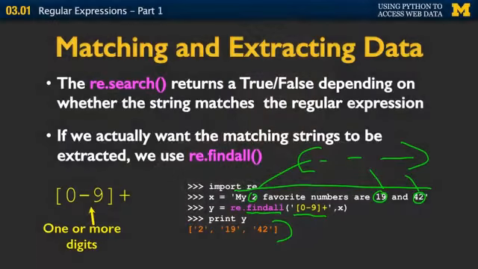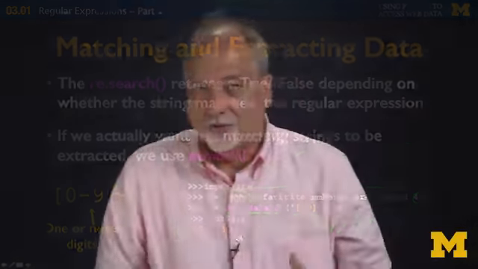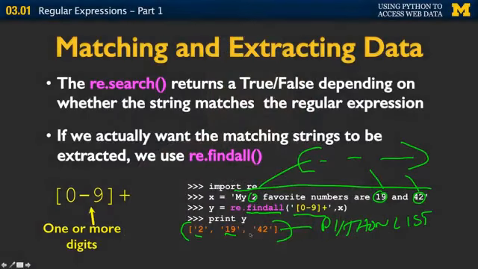I'm looking for numbers. 1 digit, 2 digits, 5 digits, 100 digits, doesn't matter. Some numbers, pull them out, and then give me a Python list. So this is a Python list. Whenever you're extracting using findall, what you get back is a Python list. And in that Python list, we have 3 strings, 2, 19, and 42. And those are exactly those things.